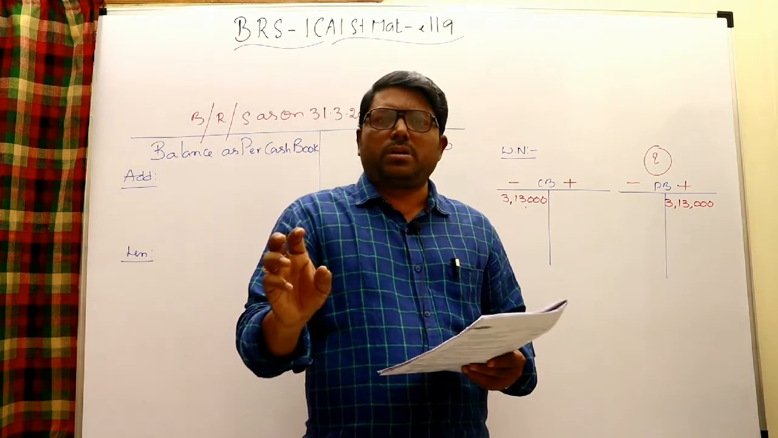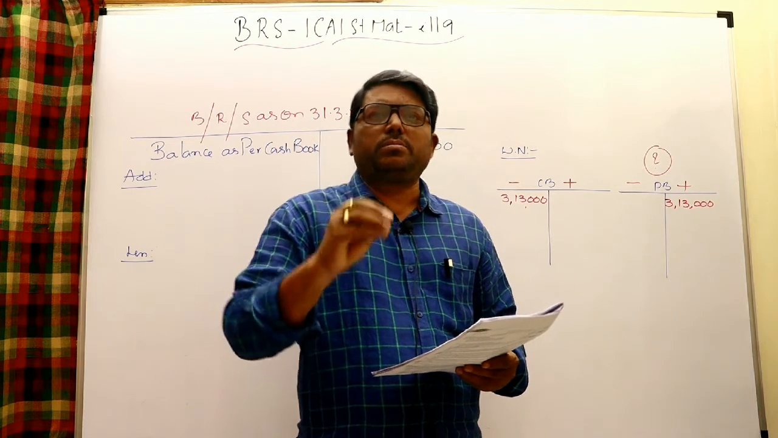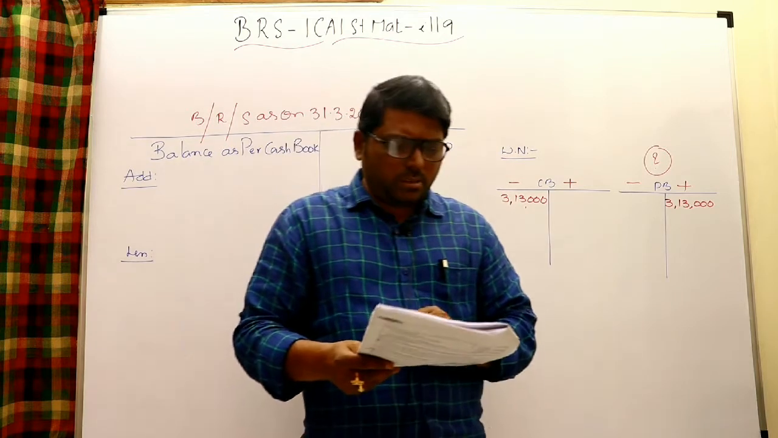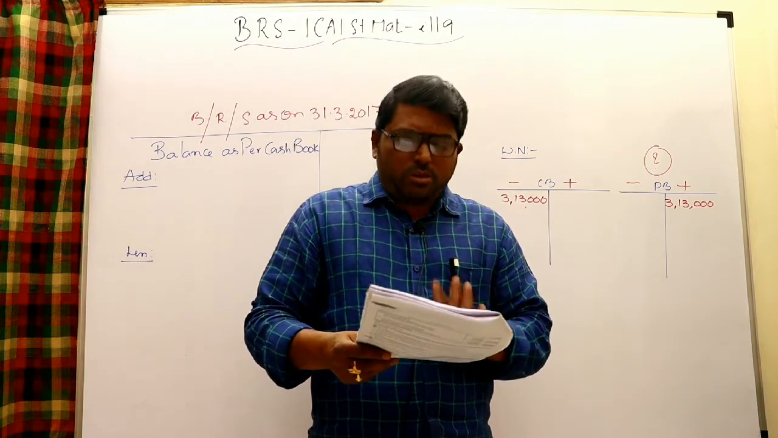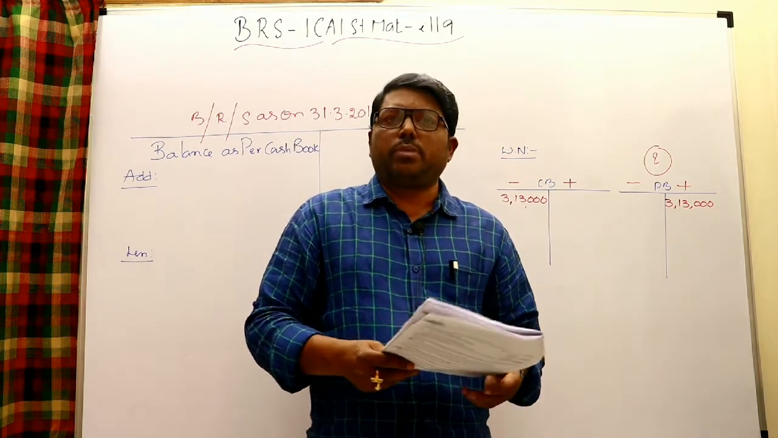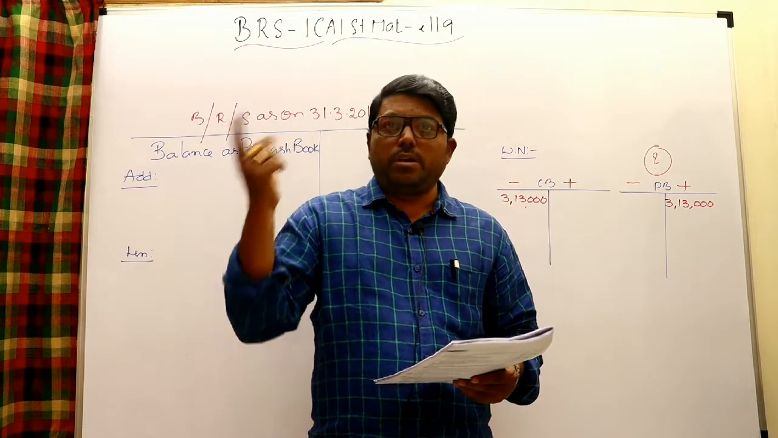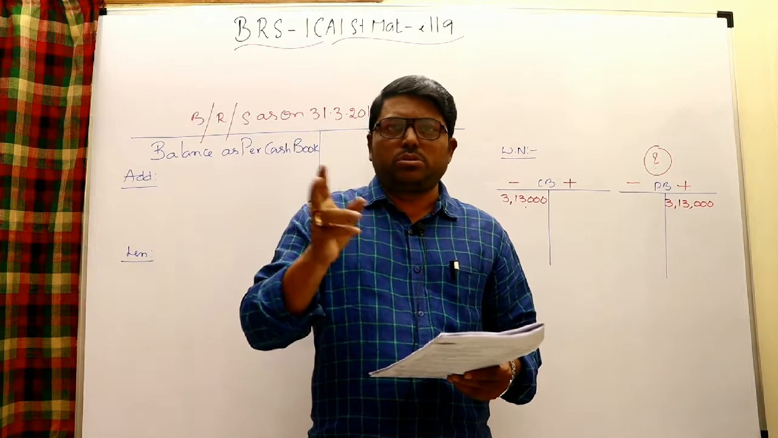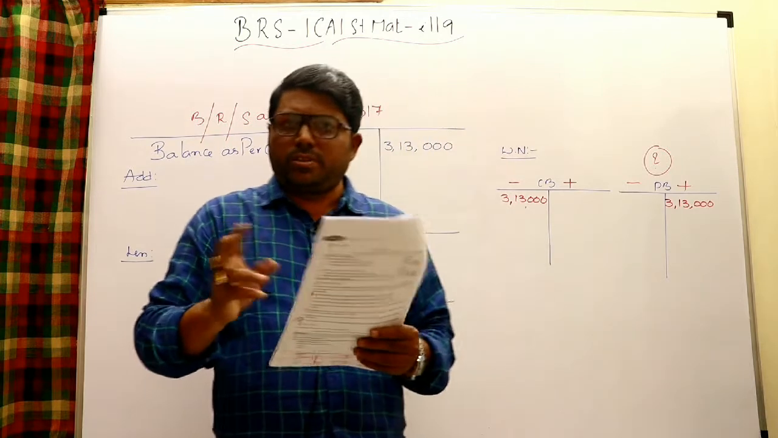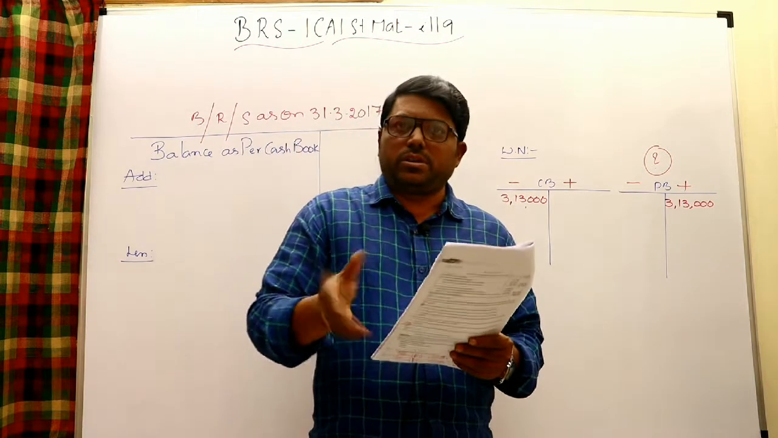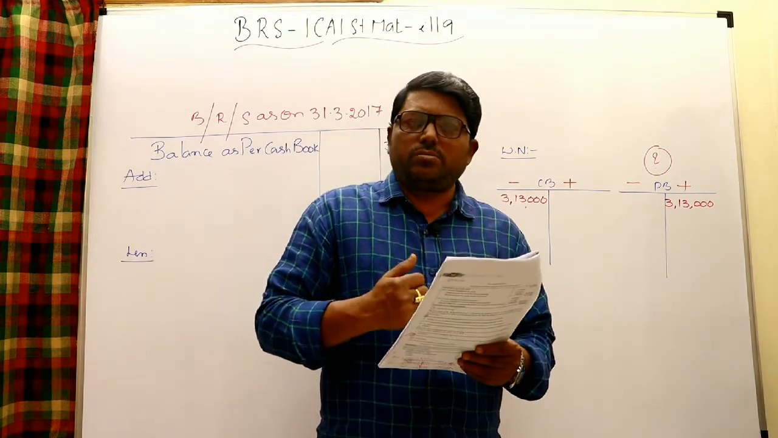But here it is not like that. In problem number 9, you are given a cash book for the month of March, but you are given a passbook for the month of April. Not the same books are given for the same months. Books are given for different months. Let us see how to handle it when books are given for different months. This is quite simple compared to when books are given for the same months.